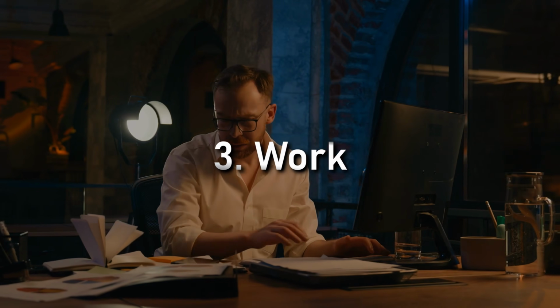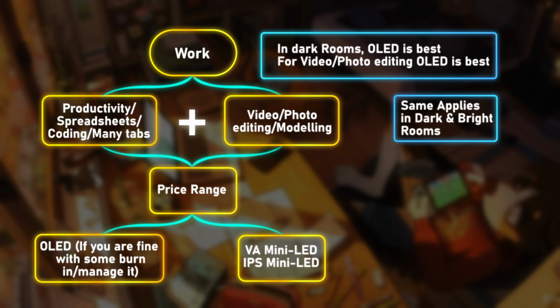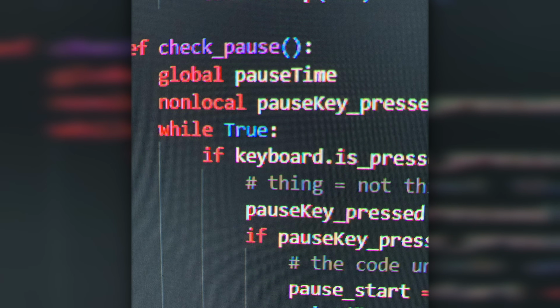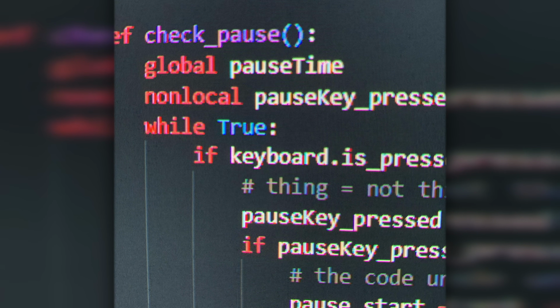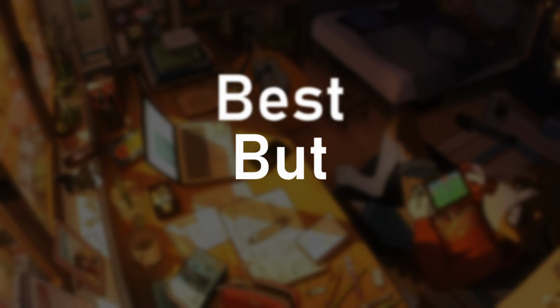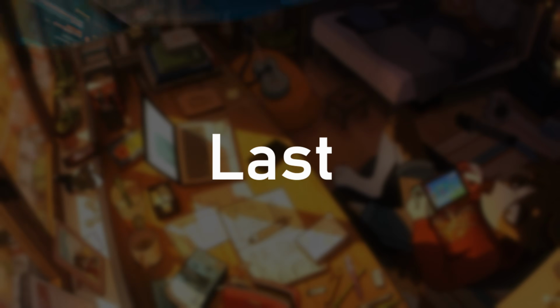3. Work. Very similar to gaming, you just need to take OLED burn-in into consideration, especially when working on spreadsheets and coding. And if you're sensitive, text on OLED may have a very subtle unwanted effect. Otherwise, the chart remains the same. OLED is the best, but VA and IPS will last longer.